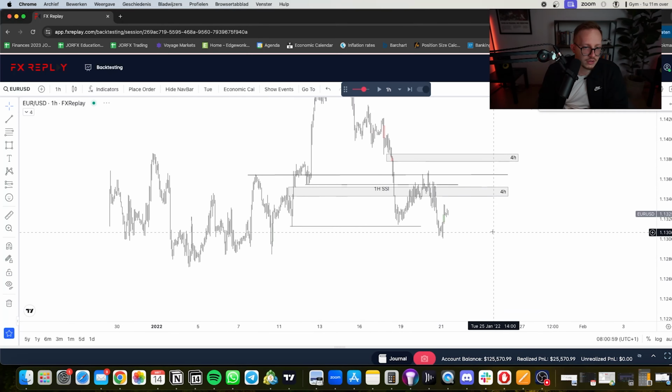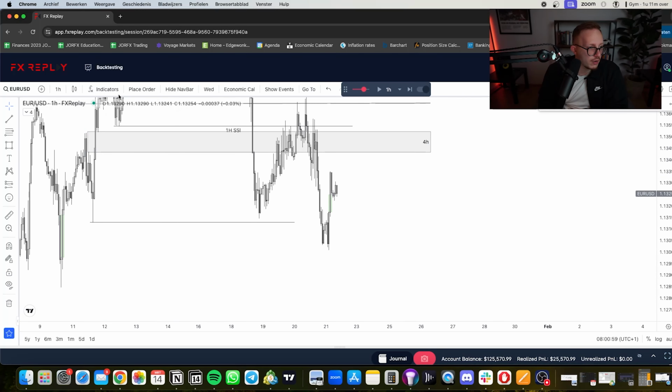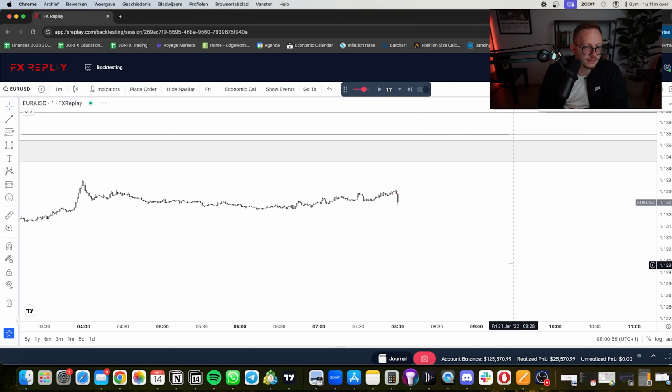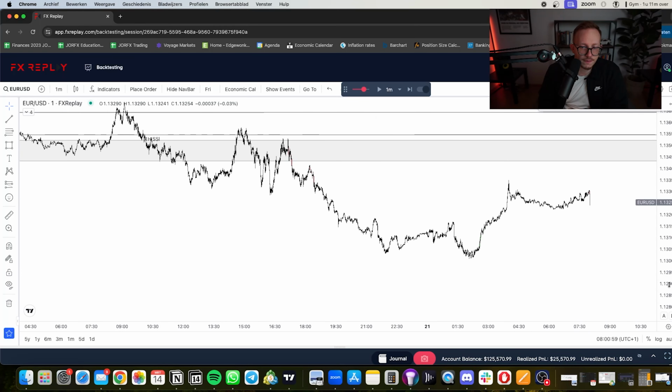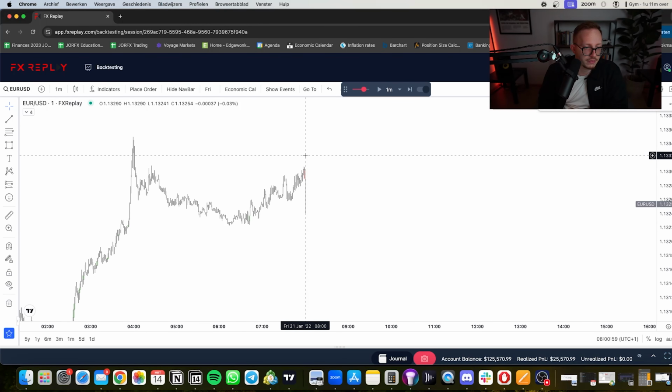Let's see on the 1 hour. So we went very much short right here. Also a 1 minute break of structure right here. Now we're pulling back. Let's see on the 1 minute what price is going to do. Now we have this high right here. So this would be a very good point for us to see be taken out.